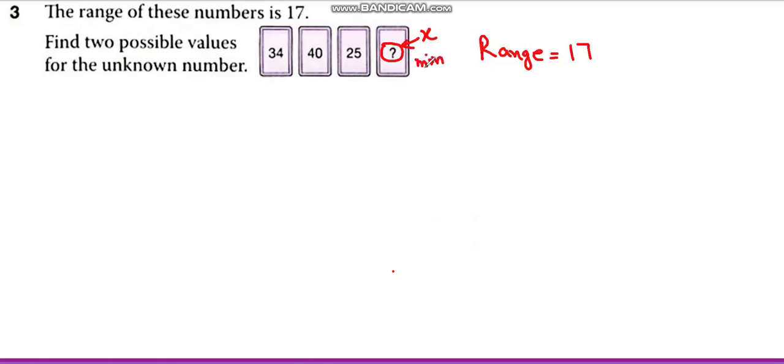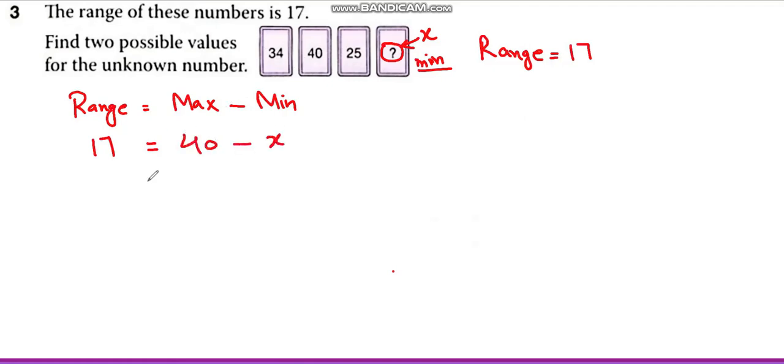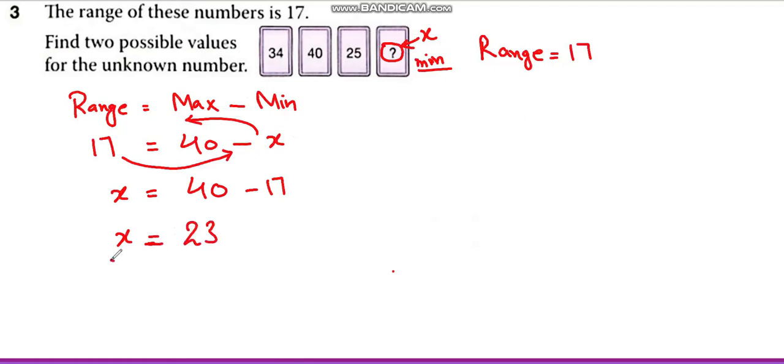Let's suppose that this x is the minimum number. So the range is always the difference of the maximum and minimum number. If the range is 17 and the maximum number from these numbers is 40, and if x is the minimum number, then we can find x by subtracting 17 from 40. I have just shifted x to this side towards the left and this constant towards the right, and this will be 23. So this is the first possible number that can satisfy the data.